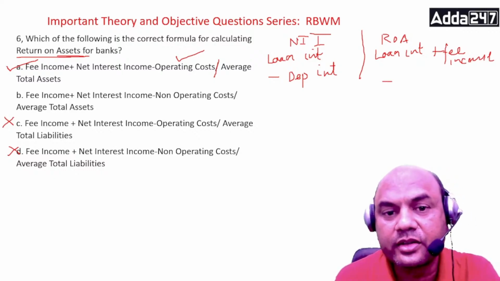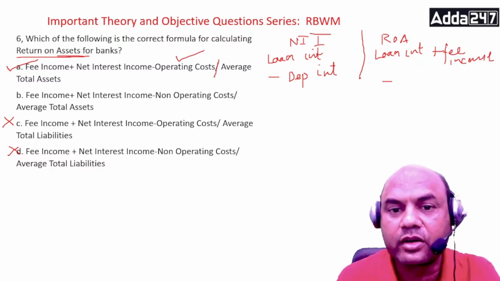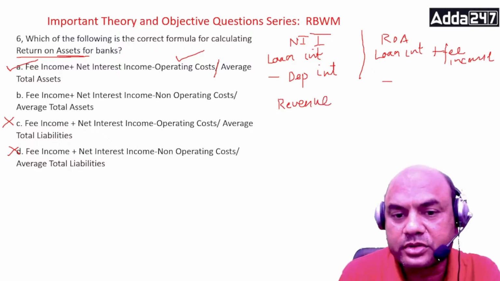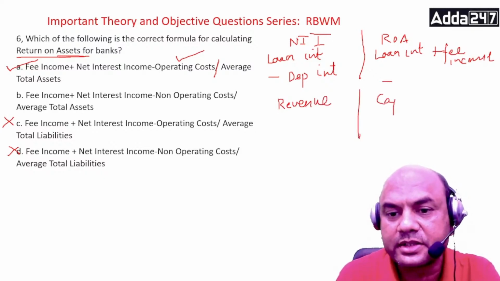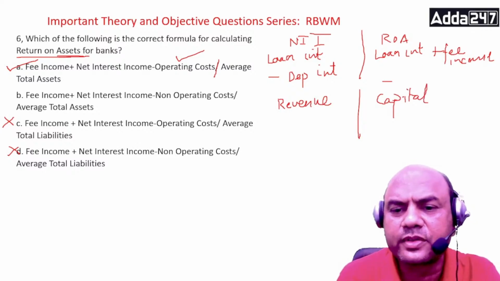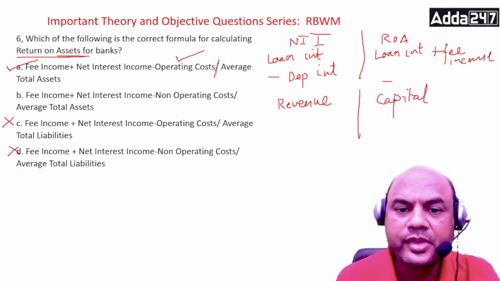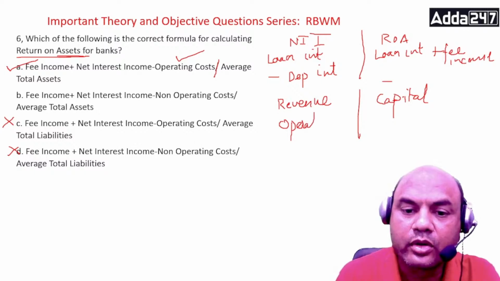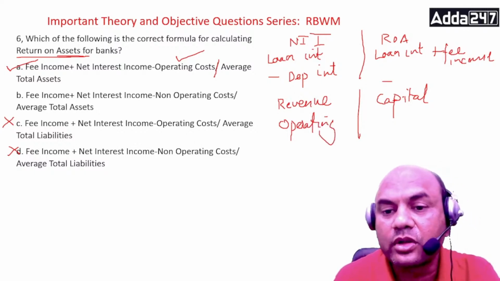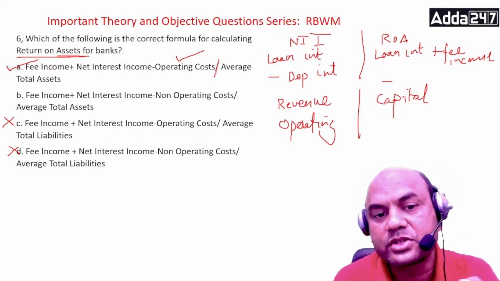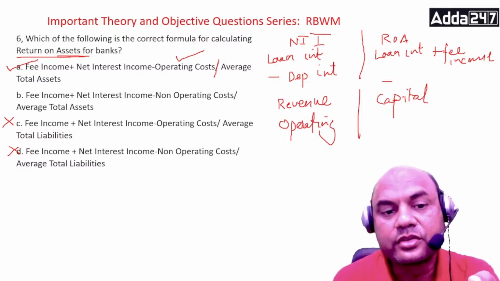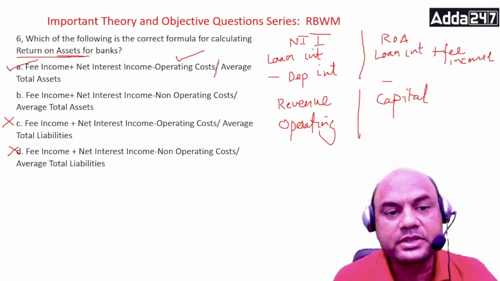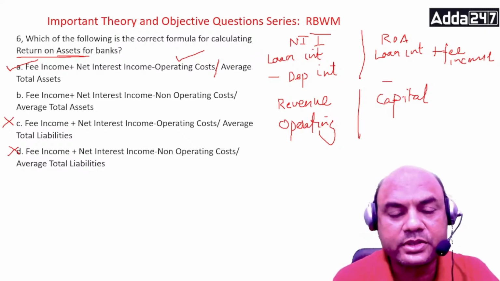What is operating and non-operating cost? You might have studied in your BCom or somewhere in accounts also. There are two types of income and expenditure, revenue and capital. Revenue means regular operations, operating. And capital means what is not operating: if I sell my furniture or my shop, that is capital. So this means from your regular business. So the answer is fee income plus net interest income minus operating cost upon average total assets.